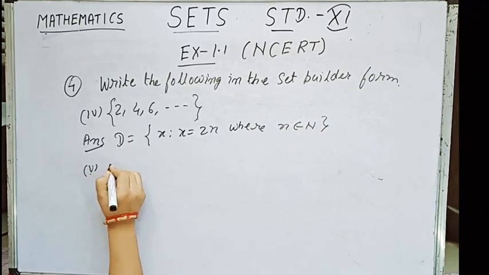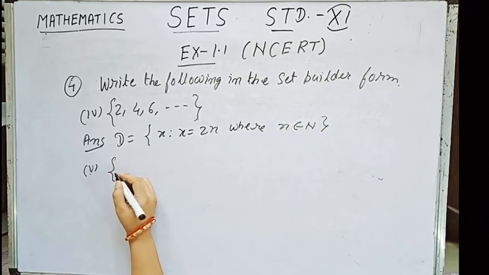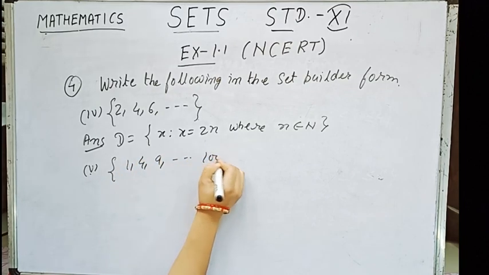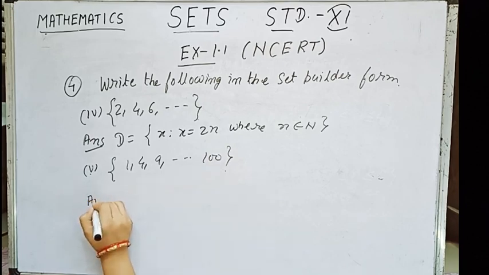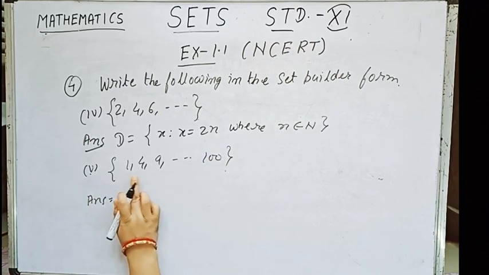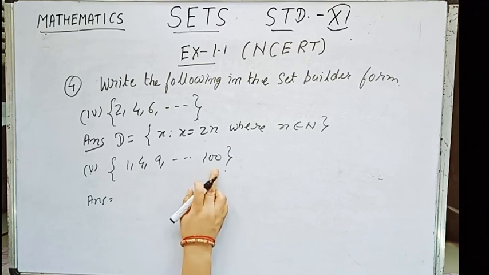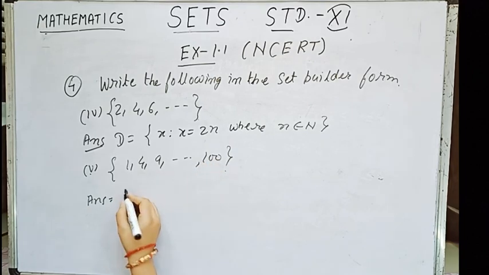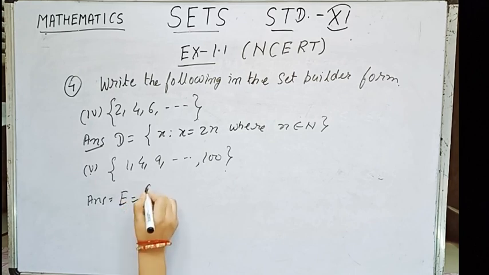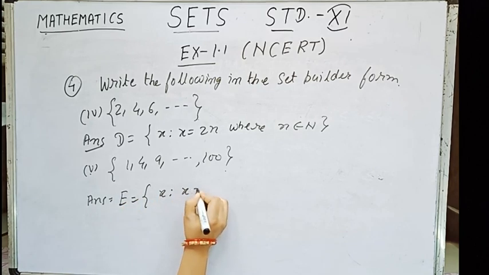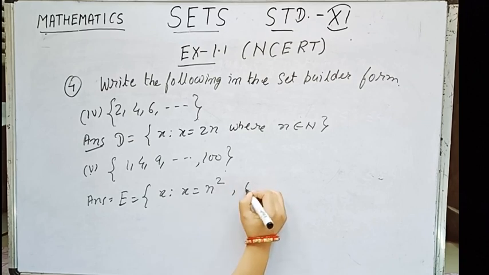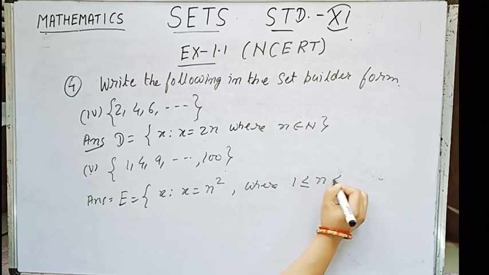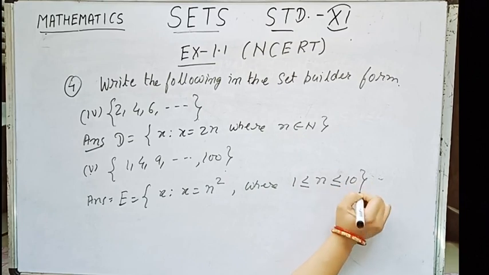Subpart number 5 is 1, 4, 9 up to 100. So this we can write as 1 square, 1; 2 square, 4; 3 square, 9; and this one will be 10 square. So this is the square of the first 10 natural numbers. So let us write E equals {x such that x equals n square}, where 1 is less than or equal to n, which is less than or equal to 10.